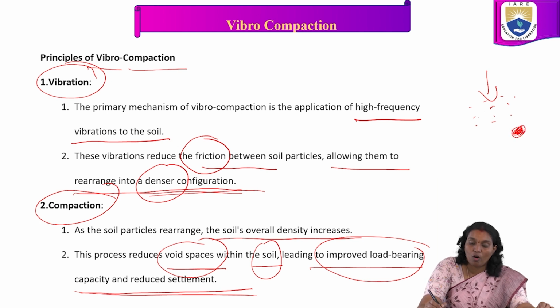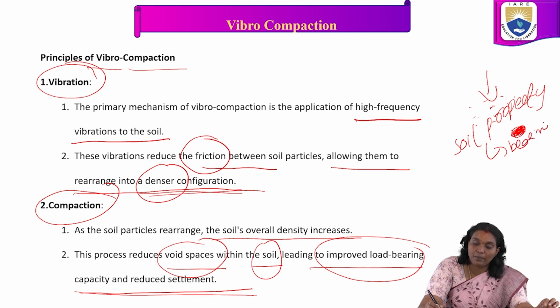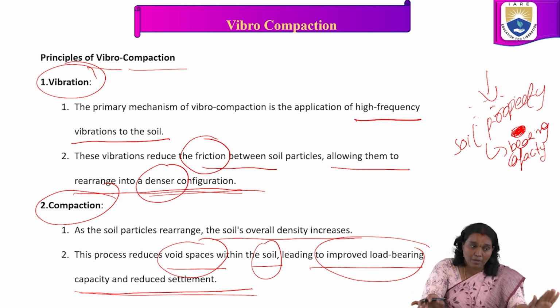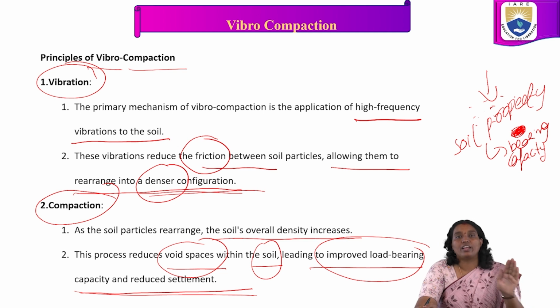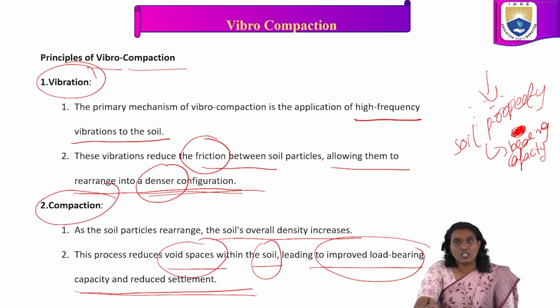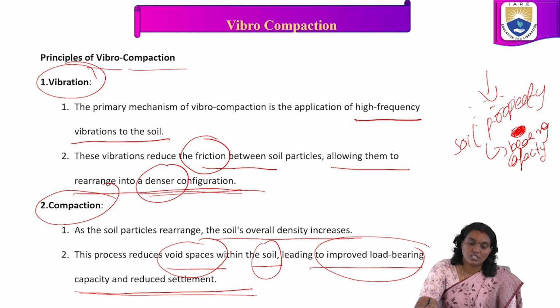Once we do this kind of compaction, coming to the soil property, the soil bearing capacity is going to increase. After the construction work, or at the time of construction, there are different kinds of forces and loads we impose on that construction work. It is going to reduce the settlement. So this process reduces void spaces within the soil, leading to improved load bearing capacity and reduced settlement.